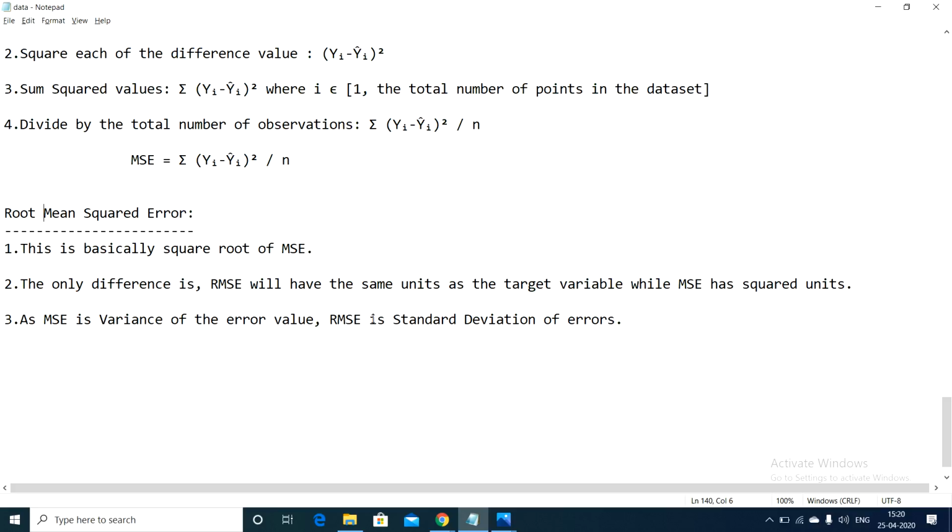What is meant by variance? If you take a data point, subtract the mean from it, square that, add over all instances, and divide by n, that is known as variance. So what is standard deviation? Standard deviation is the square root of variance, right? That is the difference between mean square error and root mean square error.